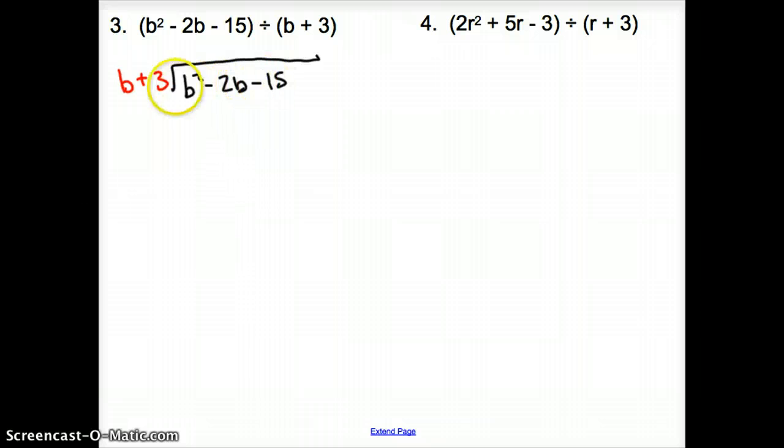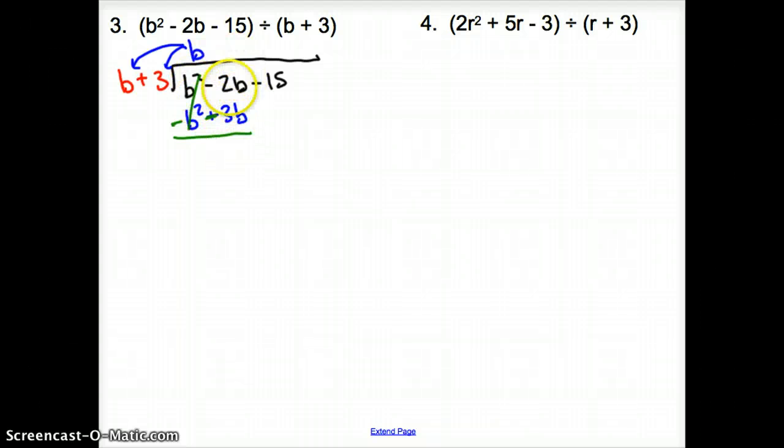Now when you do something like this, first thing we have to do is, what can we take times b to get b squared? Well, that's going to be a b. So now I take this b times there to get a b squared, and then I take this b times the 3 to get a plus 3b. And just like the previous example, what do we have to do? We have to change those signs to the opposite sign. Both are going to be subtraction, and now we subtract.